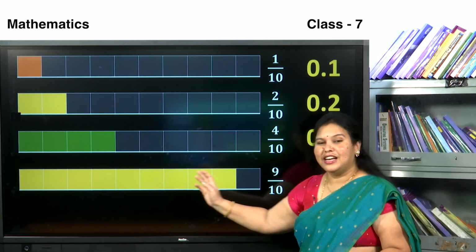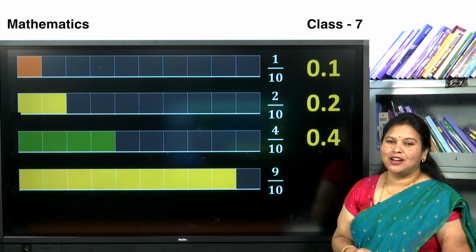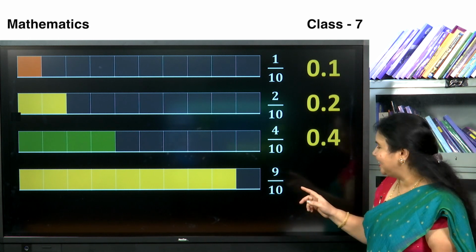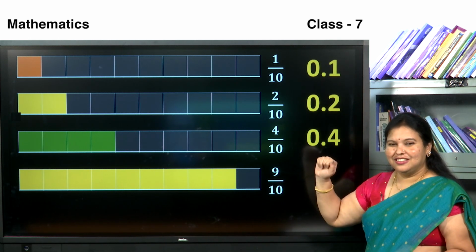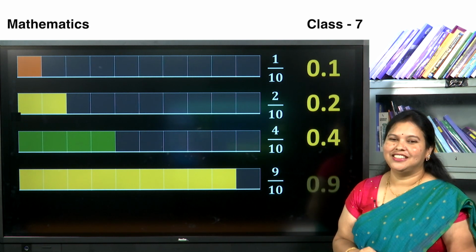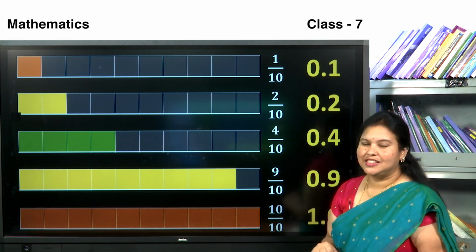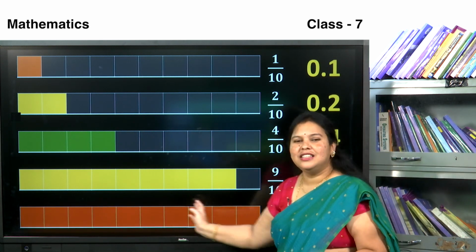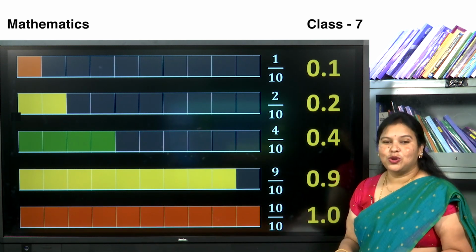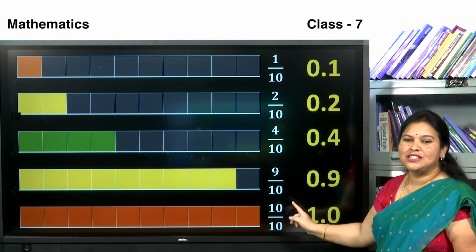We will see the next example. Here 9 parts are shaded out of 10. So, what would be the decimal form? Yes, I know you have already written 9 by 10. Then you should write the decimal form of it. Yes, correct. It is 0.9. Finally, see in this case, all the 10 boxes are shaded. So, we can write it as 10 by 10, that is 10 ones are 10.